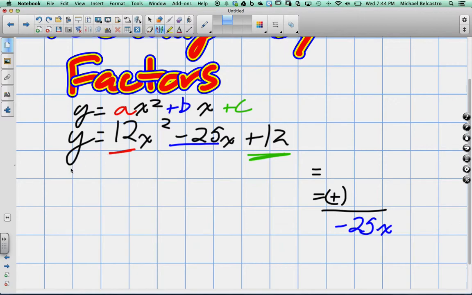Let's write out our factors of 12, one on top of the other. Okay, so 1 times 12. And because it's x squared, I'm going to say 1x times 12x. Together they make x squared. Another set of factors is 2x and 6x. Another one is 3x and 4x. That's it. They're all written out.